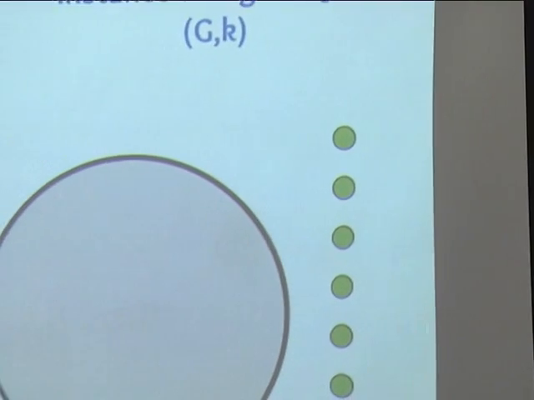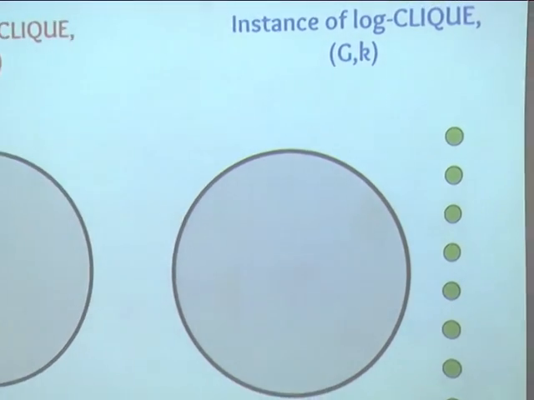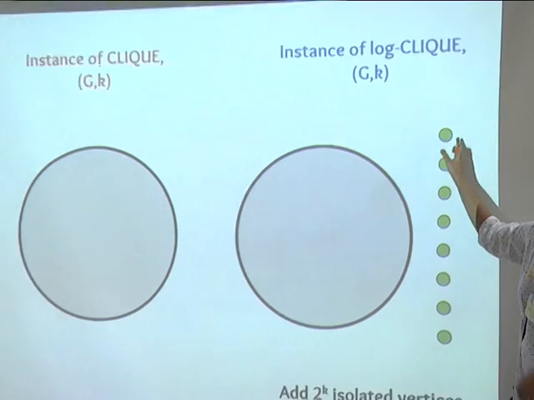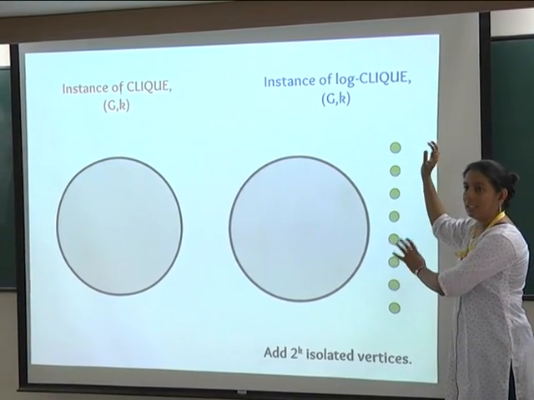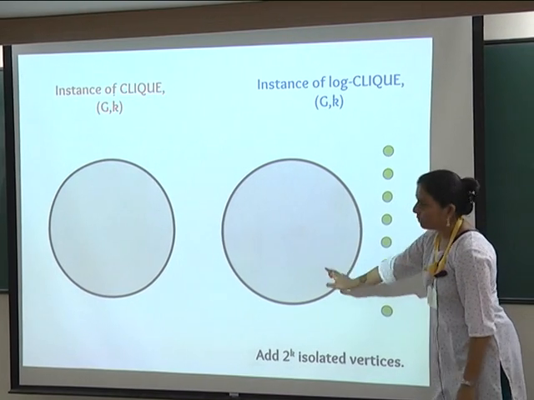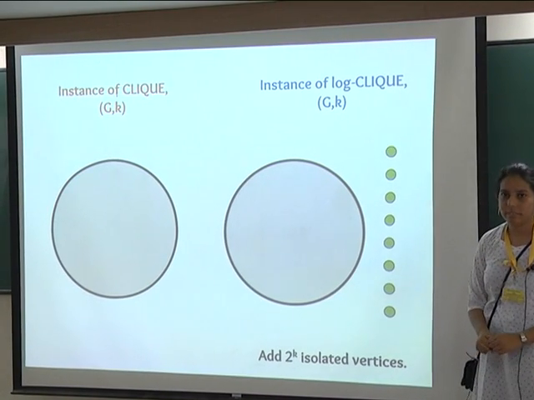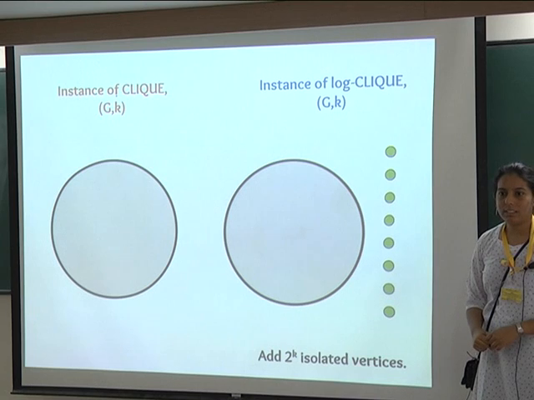It's at most log n. And then the instance here cannot hope to find a clique in this region. It's just a bunch of isolated vertices. So it has to find a clique of size k, and it has to find it in the original instance. Does that make sense?